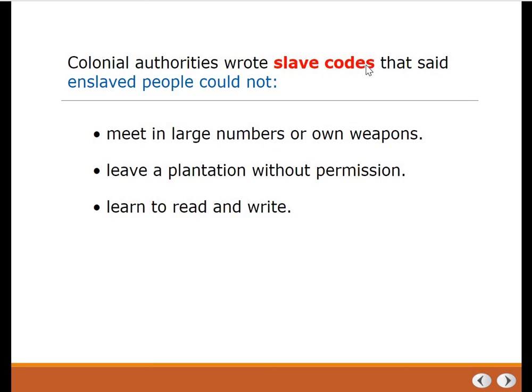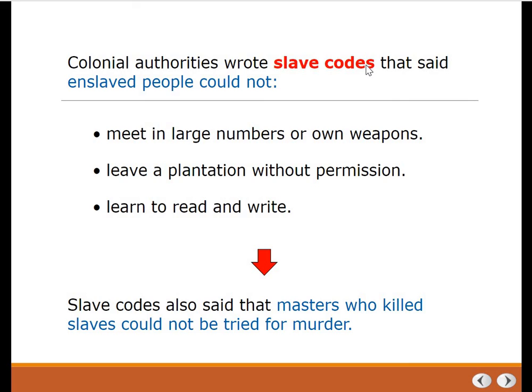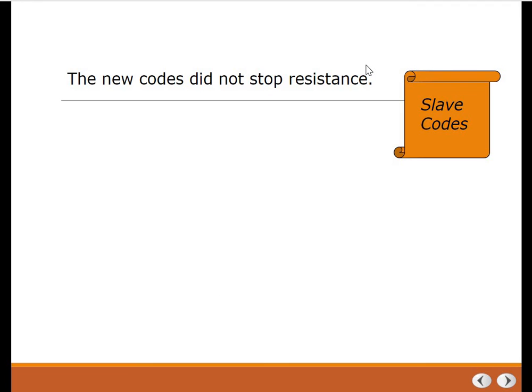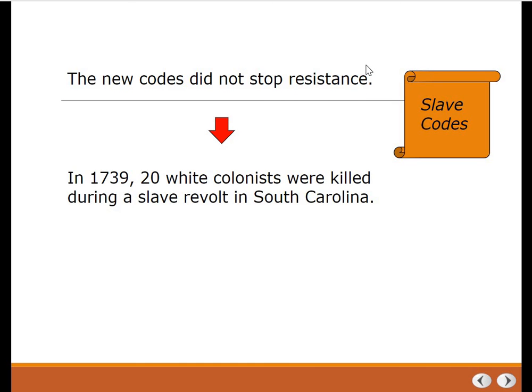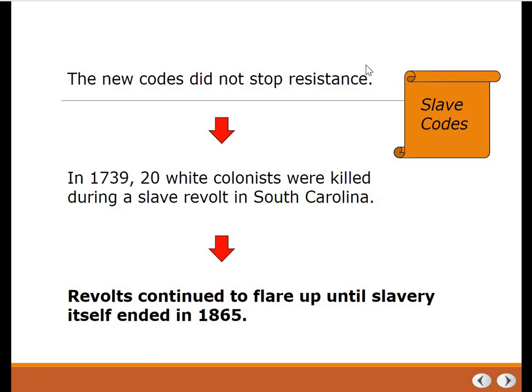However, slave codes also dictated that anyone who owned a slave, if that slave died or was murdered, it would not count as murder. However, these new codes did not stop resistance. In 1739, we see huge revolts in South Carolina and across the U.S. at multiple times.